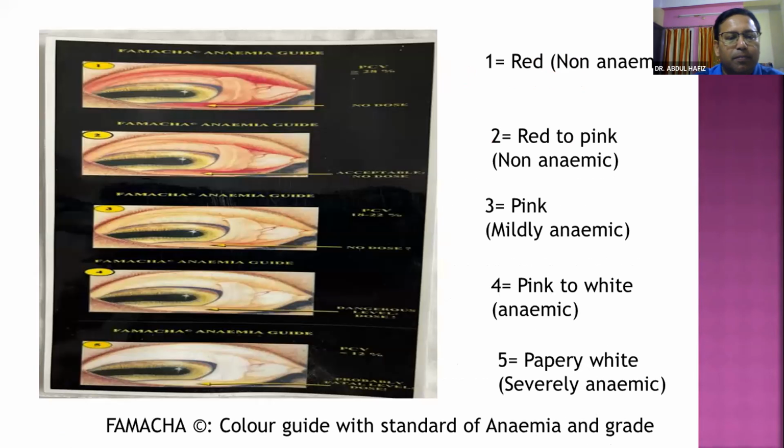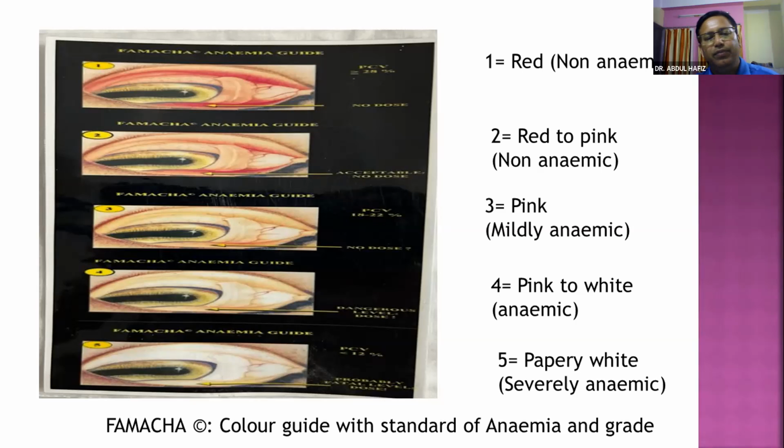See this card. This card is known as the FAMACHA card, a color guide to the standard of anemia and range. Number 1, red, non-anemic. Number 2, red to pink, non-anemic. That means in case of 1 and 2 grade, we should not use the anthelmintics. And from 3rd onward, 3 means slightly anemic, mildly anemic. 4, pink to white, anemic, and 5, pearly white, severely anemic. So we can think of the anthelmintics from the 3rd point onwards, and 1 and 2 we should avoid.